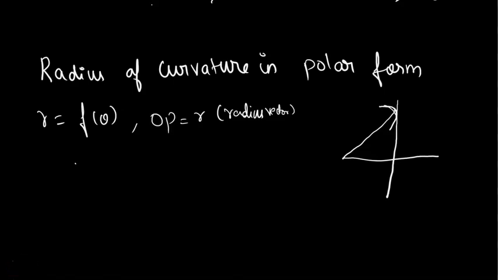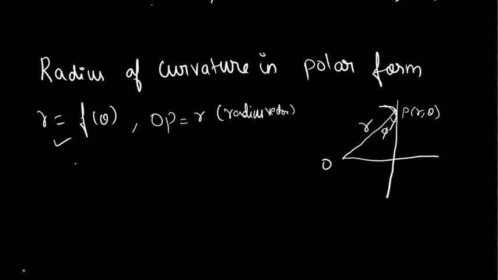In this video, let's see the radius of curvature proof in polar form. To construct the geometry, let r equal to f of theta be the equation of a polar curve. So this is the curve, point P (r, theta), where OP is nothing but the radius vector, that is the distance from O to the point P, and phi be the angle made by the radius vector with the tangent.